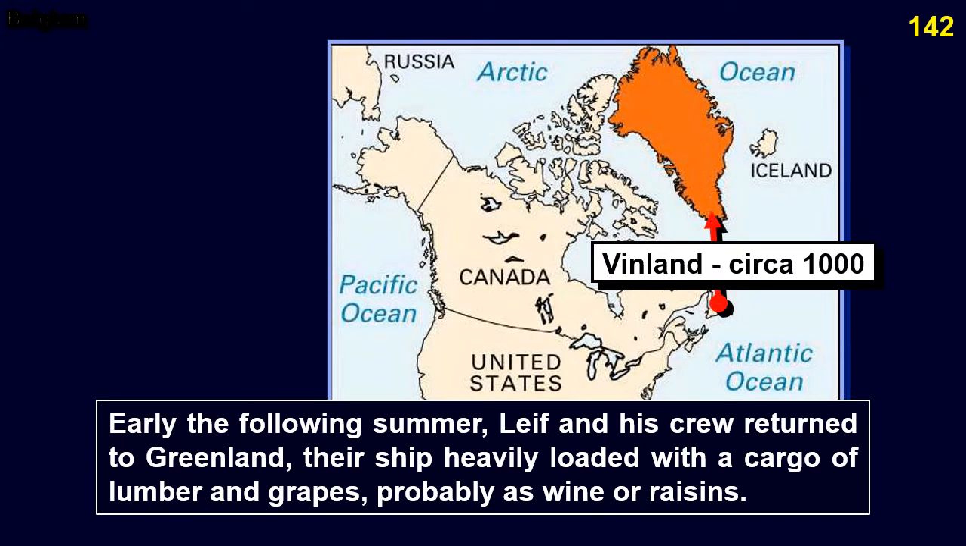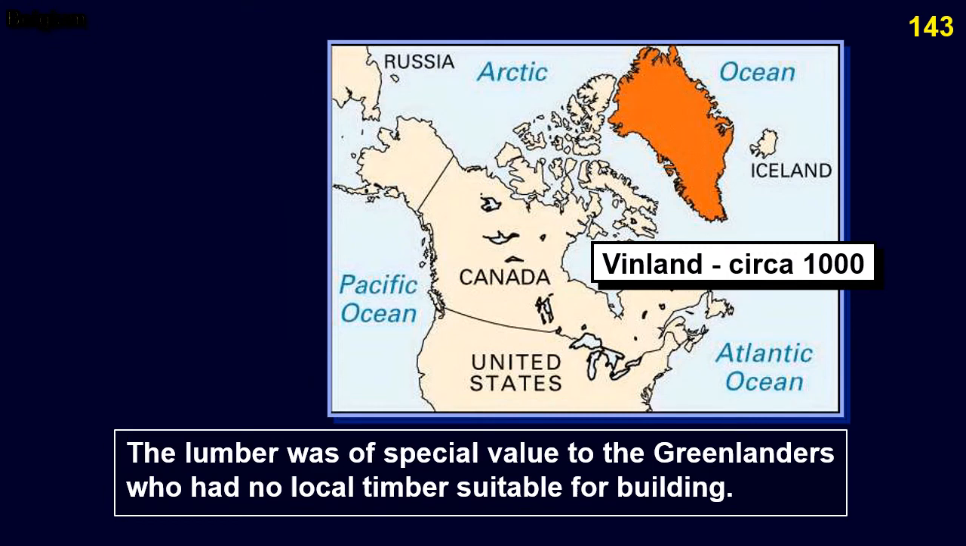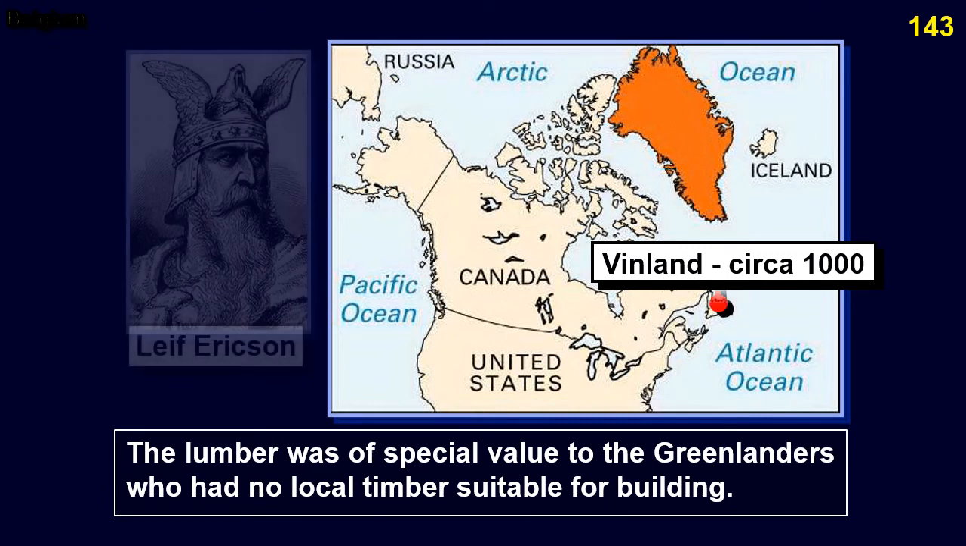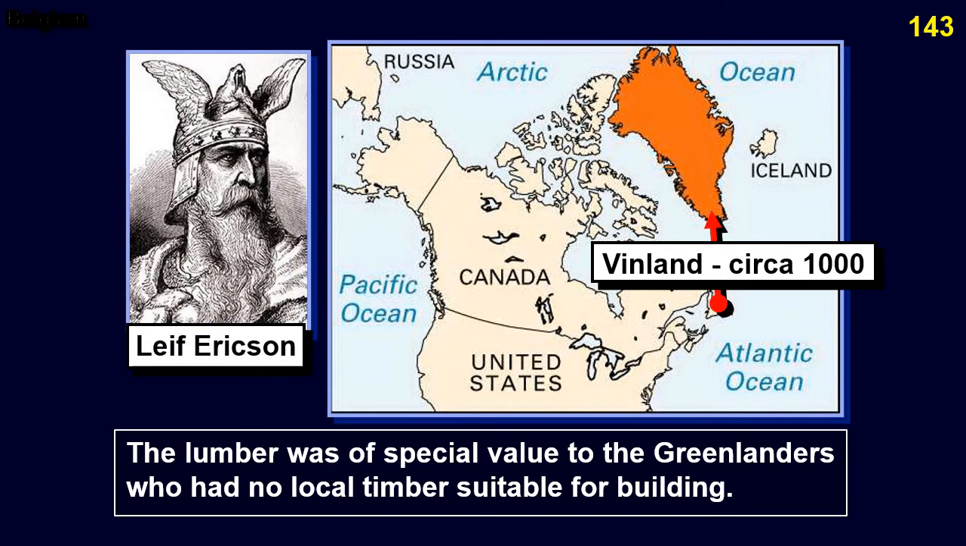Early the following summer, Leif and his crew returned to Greenland. Their ship was heavily loaded with a cargo of lumber and grapes, probably as wine or raisins. The lumber was of special value to the Greenlanders, who had no local timber suitable for building.